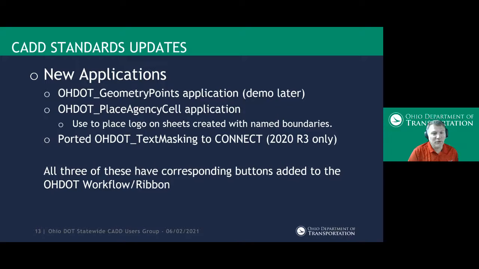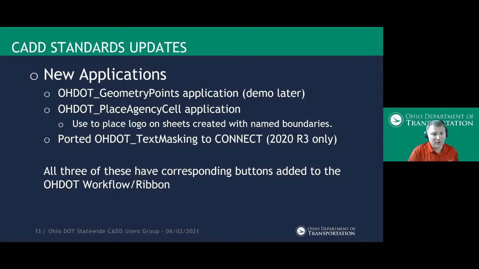There is another new application called Place Agency Cell, and this is going to be used to place your agency logo on sheets that were created with a name boundary. If you use the OhioDOT Sheets tool, as long as you have that configuration variable set to your company's logo name, those will be placed in there. But when we create sheets with the name boundary, those are not placed. So that will pretty quickly go in and place the cell for you. You could probably also add the VBA key into a batch process if you want to do a lot of files at once.